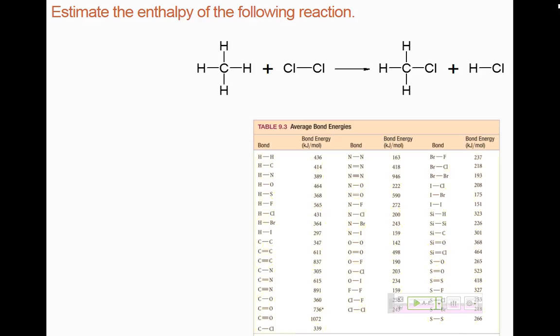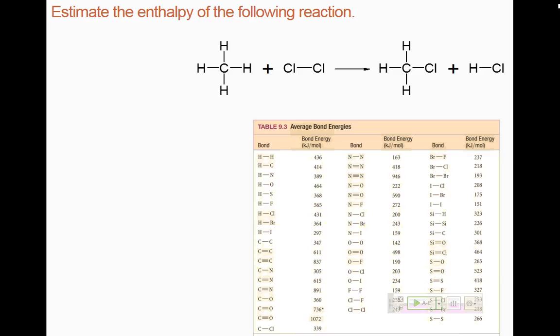So let's look at some examples. You don't need to memorize these numbers. You should be able to pick out a trend if I gave you 3 bonds and I asked you which one's the strongest. But I won't ask you to predict the numbers. You don't have to predict the magnitudes, that would be given to you. So let's look at this example. We're going to predict the delta H of this reaction.